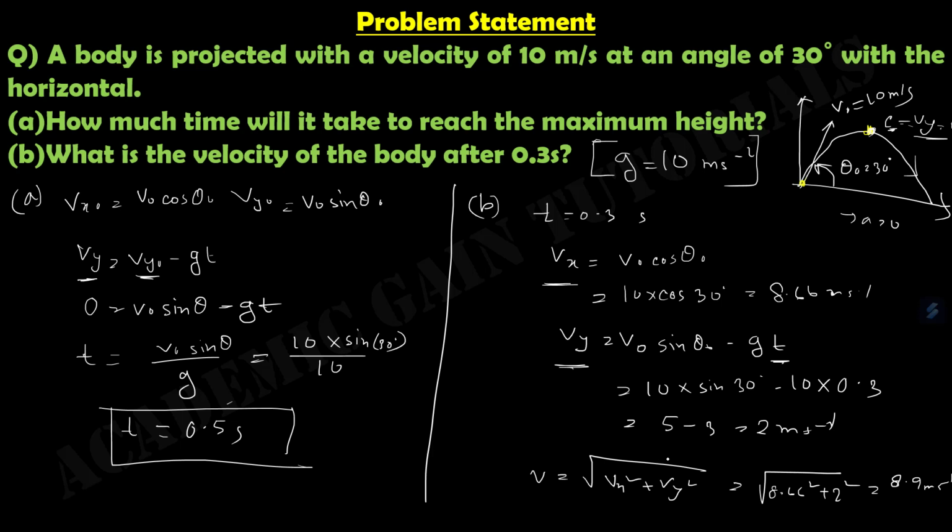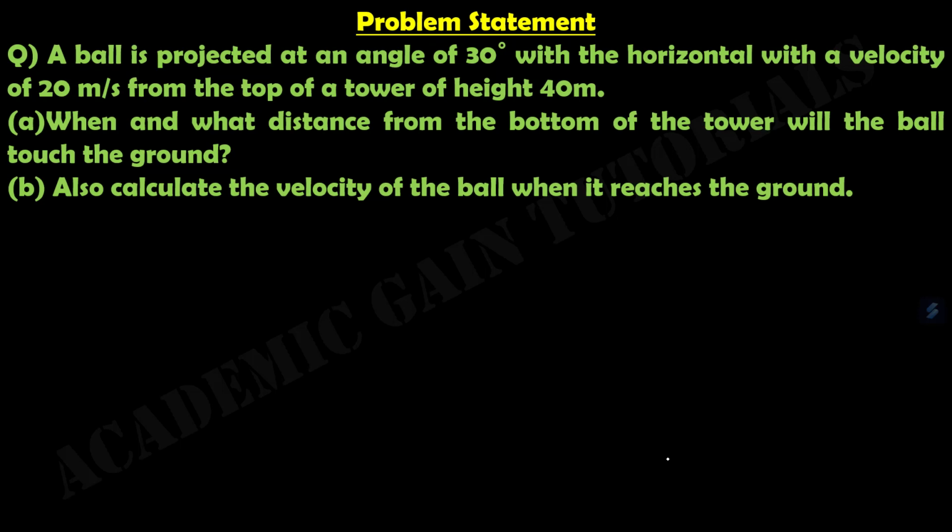Now another question. The second question is: a ball is projected at an angle of 30 degree with the horizontal with a velocity of 20 meter per second from the top of a tower of height 40 meter. When and at what distance from the bottom of the tower will the ball touch the ground, and also calculate the velocity of the ball when it reaches the ground. Here also our value of g is 10 meter per second square.